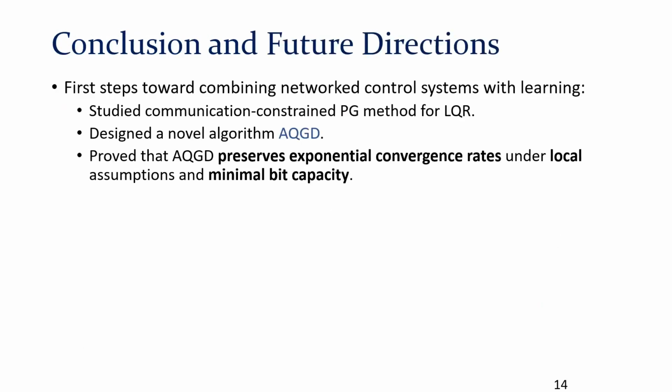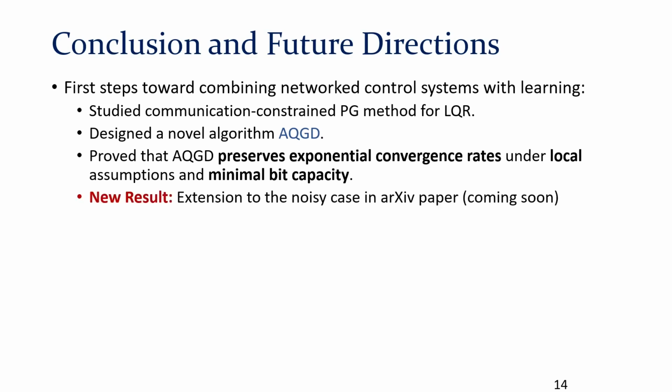Okay, so let me quickly summarize. What we wanted to do is take the first steps towards combining these areas of network control and learning. To that end, we studied a communication-constrained policy gradient approach for the LQR problem, and we designed a new algorithm that's able to maintain exponential rates under minimal requirements on the channel capacity. So now everything that I said in this talk was for the case where you have noiseless gradients, but you could extend the same things to the noisy setting. This requires more work, but this is going to show up in an arXiv paper that we'll put up soon.